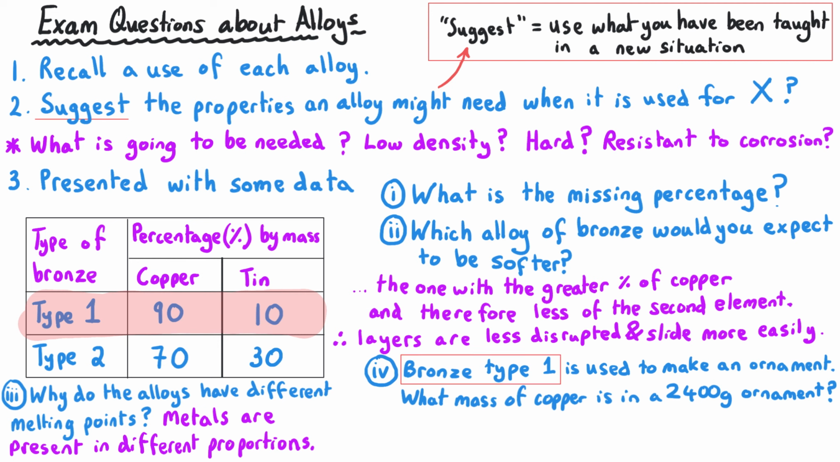Or they might ask you a data handling question, and they might say that bronze type 1 is used to make an ornament, and the ornament has got a mass of 2,400 grams. What would be the mass of copper in that ornament? And you'd have to look at the table and say, right, well, this type of bronze is 90% copper, and so we need to work out what 90% of 2,400 is. And there's a few different ways of doing this, but the best way is to represent 90% as a fraction, so 90 divided by 100, and then multiply that by the mass of the ornament, which is 2,400, and that gets us a mass of copper of 2,160 grams.